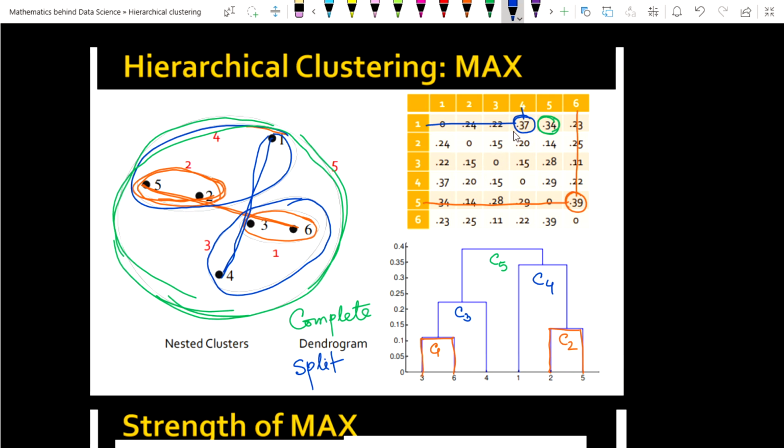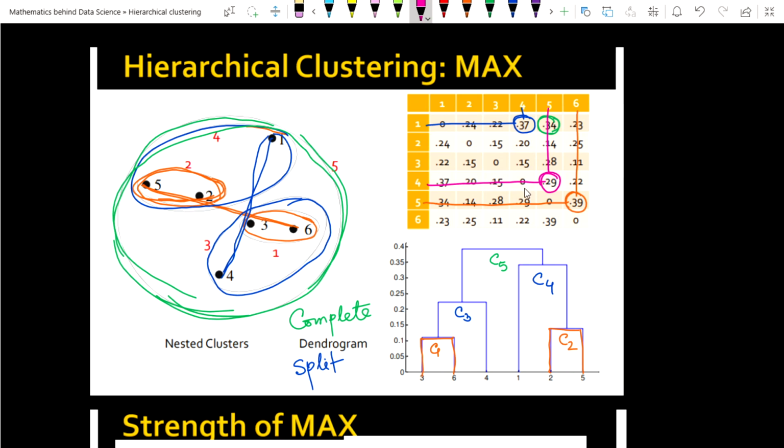Now the next largest value after 3 4 is what? Let's try to find it. I think 2 9. There is a 2 9 value also, which means 4 and 5. Based on 4 and 5, this is one cluster and this is another. Already it is taken, so don't be confused.